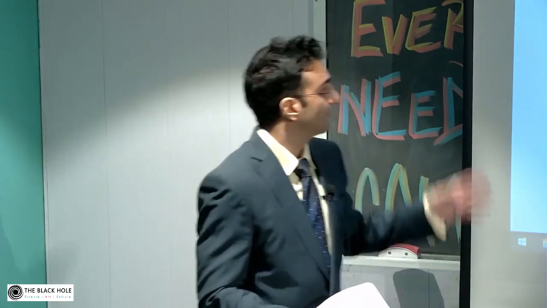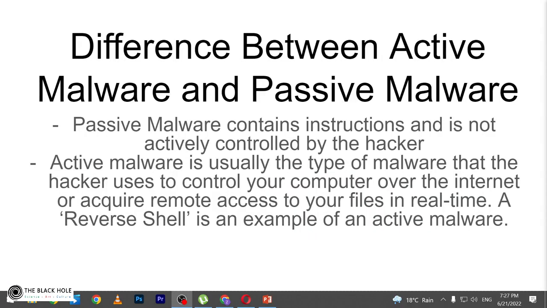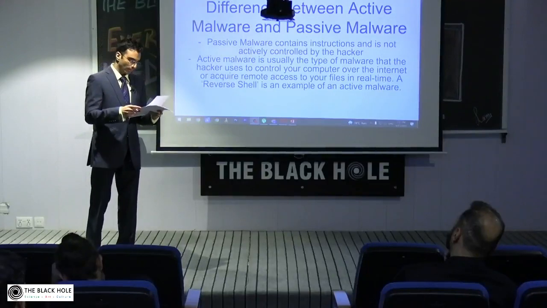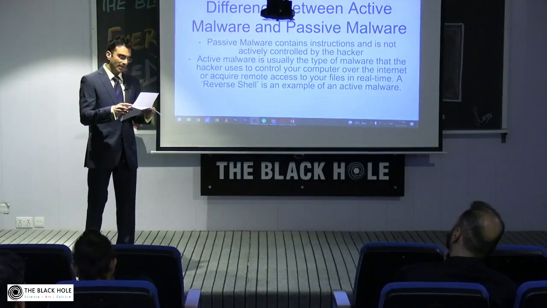Now we're going to talk about the difference between active malware and passive malware. So passive malware is the kind of malware or computer virus that is pre-programmed to execute a few lines of code, and it is not being controlled actively by the hacker. A passive malware is pre-programmed to perform specific tasks. They can also act in a more dynamic way depending on what the user is doing. So if you're infected by a passive malware and you go to a certain website, the malware can dynamically change its instructions and it can actually intercept the form and then steal your credentials.